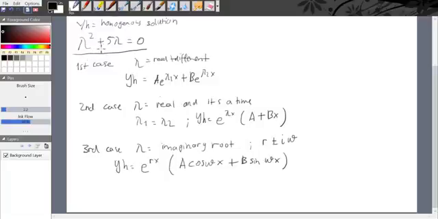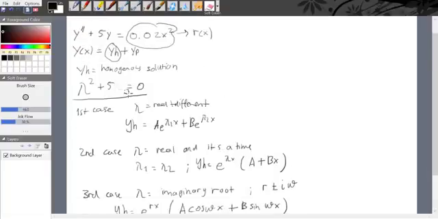But in our case over here, whoops, this is not supposed to be plus 5 lambda. Let me erase that. It should be plus 5, because lambda squared symbolizes y double prime, and lambda symbolizes y prime, and no lambda corresponds to the coefficient. So until here we need to evaluate lambda.